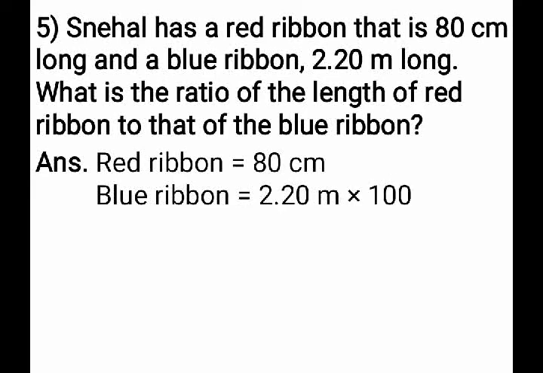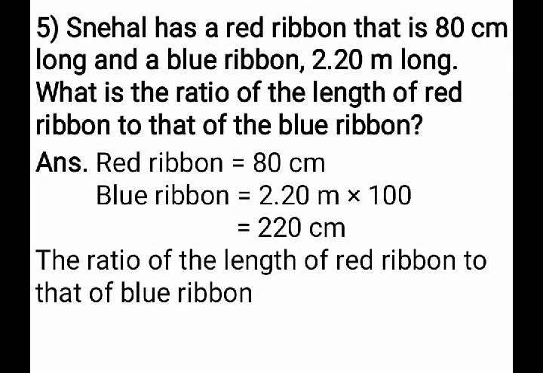When you are multiplying 2.20 meter into 100, the decimal point will shift after 2 digits and it becomes 220 centimeter. When you are multiplying by 10, the decimal point will shift after 1 digit. When you multiply by 100, the decimal point will shift after 2 digits. And that's why it becomes 220 centimeter. You have to find the ratio of the length of the red ribbon to that of the blue ribbon. So the next statement you have to write.